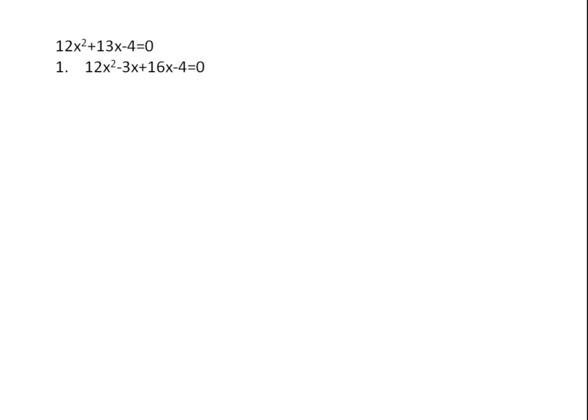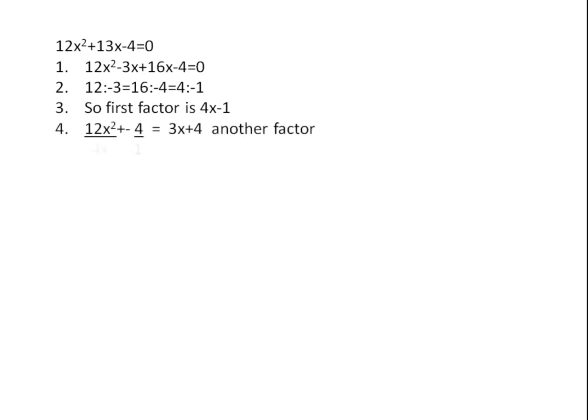So here again we get 12 4s are 48. How are we taking 48? We are taking a 3 and 16 combo. So 13 is expressed as 16x minus 3x, and we are checking the ratio here. 12 is to minus 3 and 16 is to minus 4 are the same. We are taking a ratio of 4 is to minus 1 here. So our first factor will be 4x minus 1. And again 12x square by 4x gives us 3x plus 4, another factor. So 12x square plus 13x minus 4 is equal to 4x minus 1 into 3x plus 4.